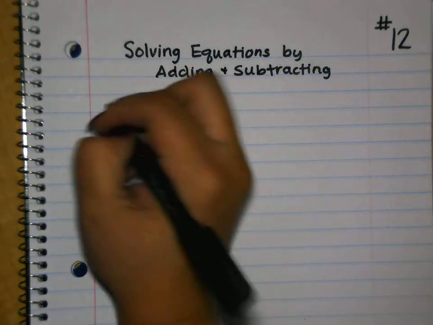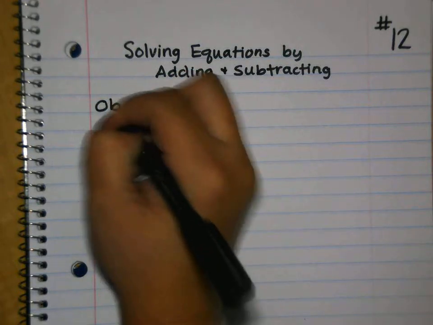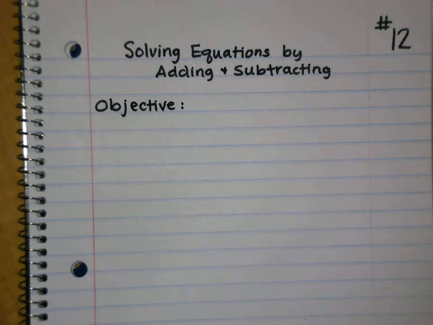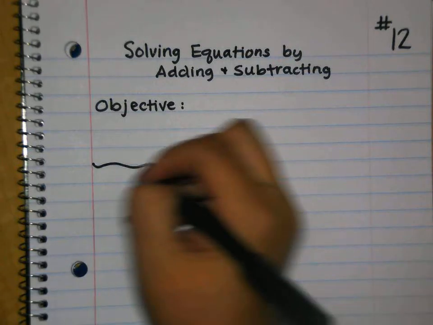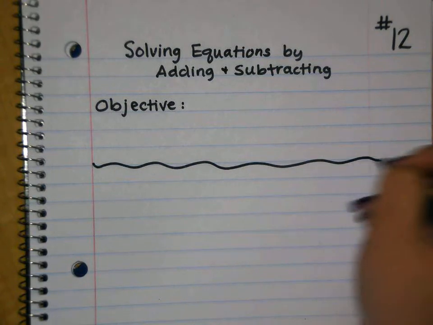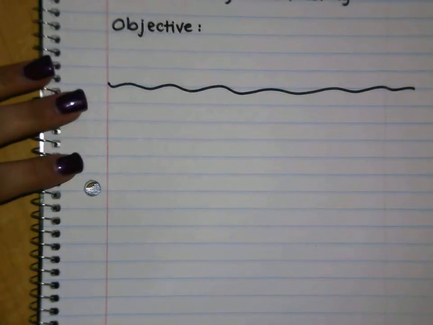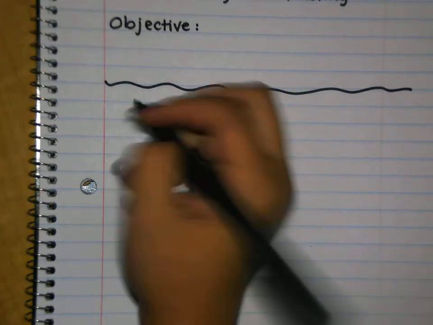Okay, so you should have written the objective from the Canvas unit, and you also should have defined your vocabulary terms from the Canvas unit as well. Okay, so after your objective, you're going to take the following notes. We are going to do most of this by example.